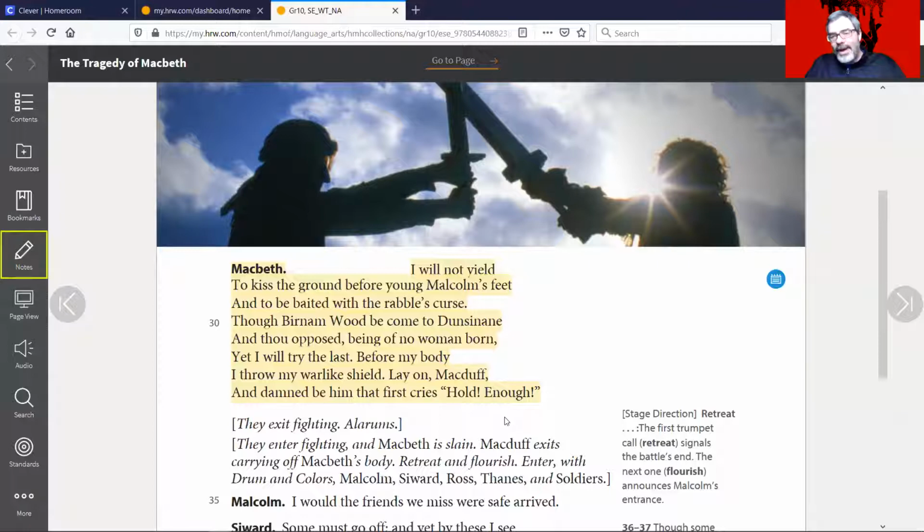Well, we're looking at the final scene in Macbeth. We're looking at line 29, 28, 27 onwards, and he says, I will not yield, meaning I'm not going to say sorry. No way. So he decides that this will be his last try. Before my body, I throw my warlike shield, lay on Macduff, and damn be him that first cries, hold, enough.